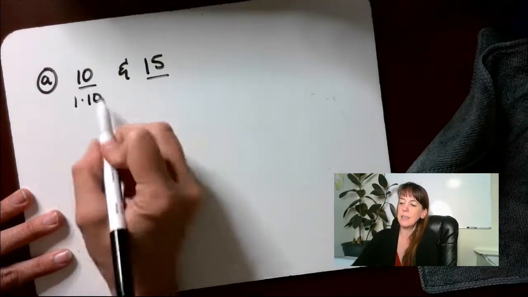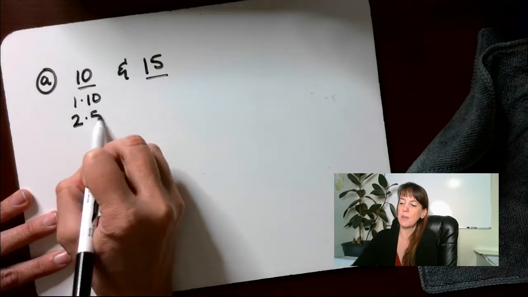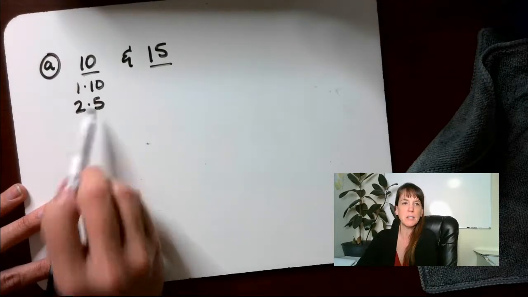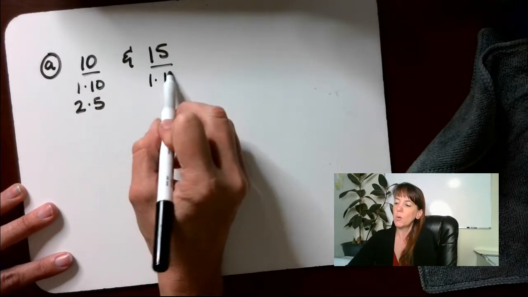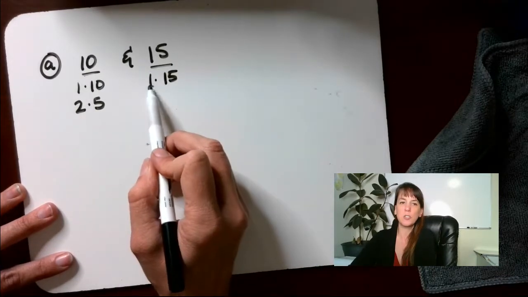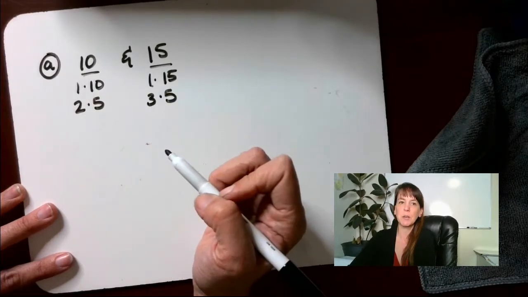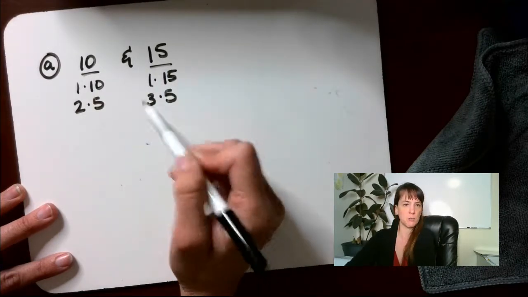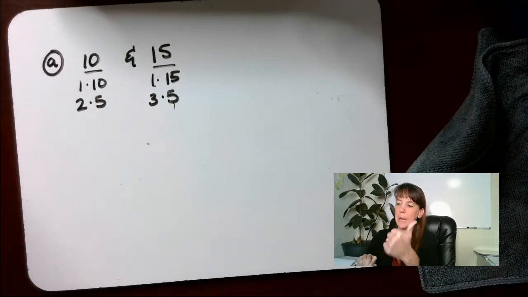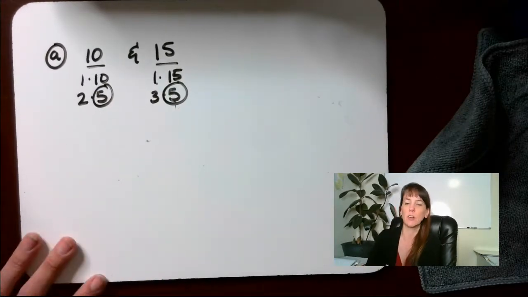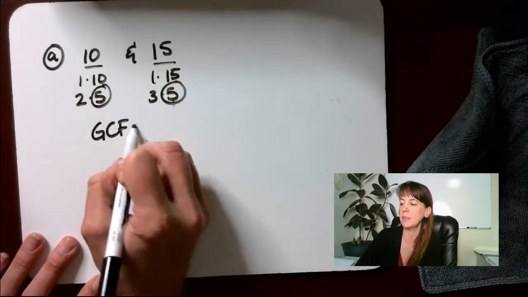We have 1 times 10. After 1 comes 2, 2 times 5. After 2 comes 3. 3 does not go into 10. 4 does not go into 10. 5 does, it's already on the board, so we're good. 1 times 15. After 1 is 2. 2 does not go in, but 3 does. 3 times 5. After 3 comes 4. 4 does not go into 15. After 4 is 5, and 5 is already on the board. Bam, our greatest common factor is 5. So you should write GCF equals 5.